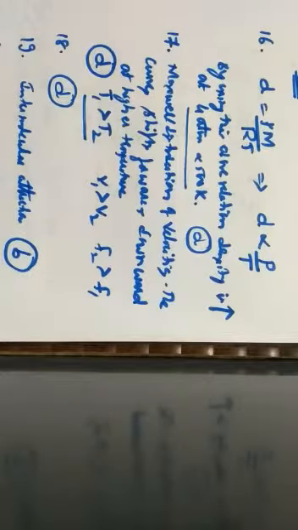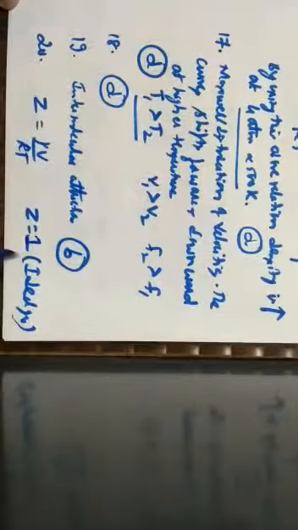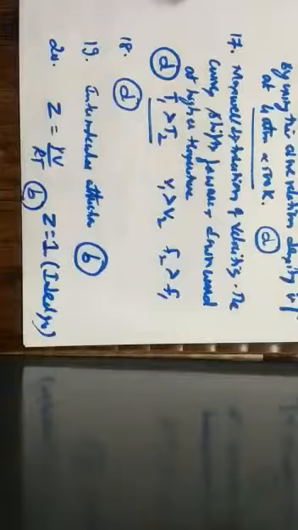Next one, question number 20. For an ideal gas, compressibility factor. We know that the compressibility factor Z is given by PV by RT. So for an ideal gas, the value of Z is always equal to 1, which is given by option B. So last question, that is question number 21.